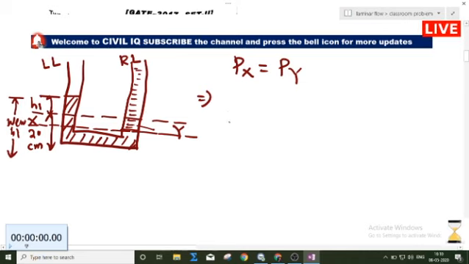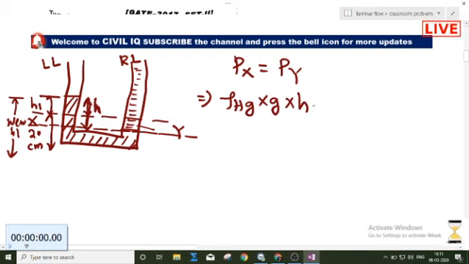So start with the pressure at X. This is mercury, density of the mercury into g, and what is this height? Suppose this total height I am choosing is capital H. So this is rho g into H, because the entire height will be mercury. So density of the mercury into g into this H will be equal to the pressure in the right limb.